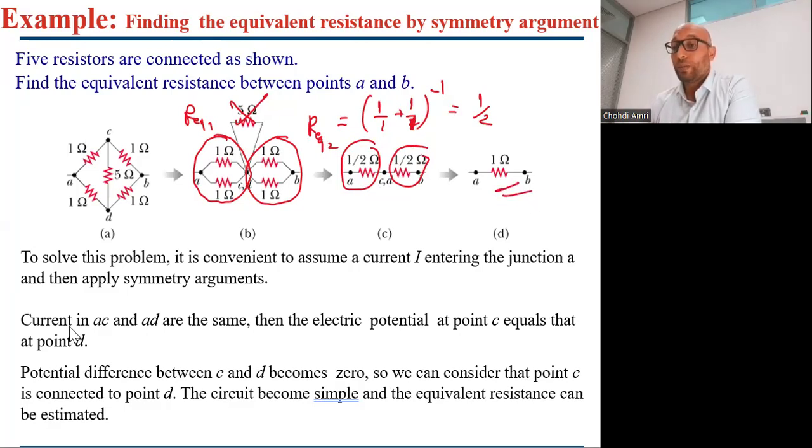So we can say that the current in AC and AD is the same. Then the electric potential at point C equals that at point D. For that, we said the 5 ohm resistor is in a short circuit. The potential difference between C and D becomes 0, so we can consider point C connected to point D. The circuit becomes simple, and the equivalent resistance can be estimated to be 1 ohm.